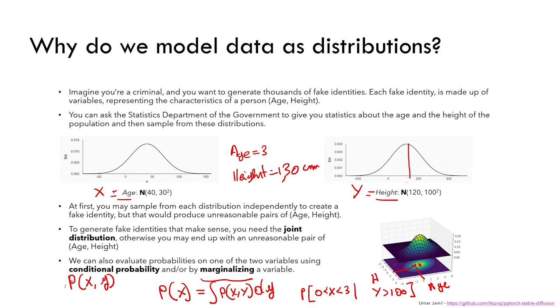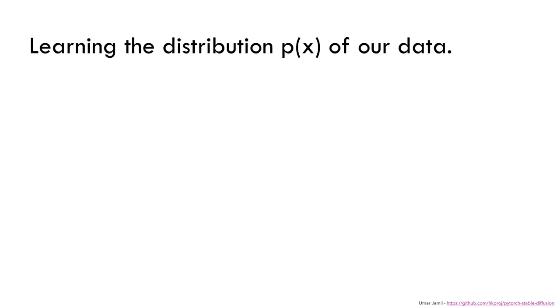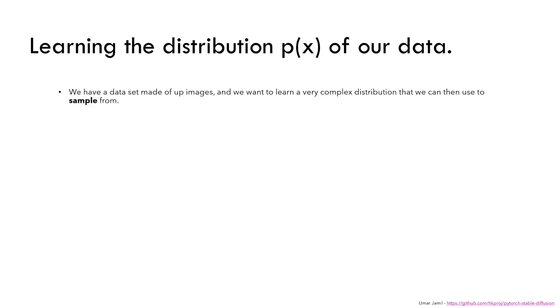So this is what we do with the generative model. We model our data as a very big joint distribution. And then we learn the parameters of this distribution because it's a very complex distribution, so we let the neural network learn the parameters. Our goal, of course, is to learn this very complex distribution and then sample from it to generate new data, just like the criminal before wanted to generate new fake identities by modeling the very complex distribution that represents the identity of a person.